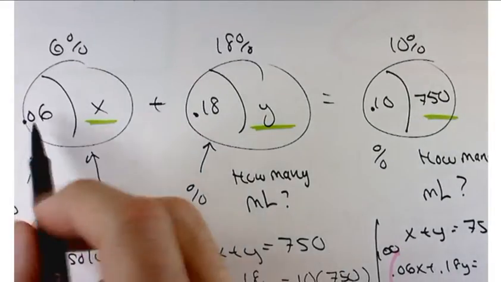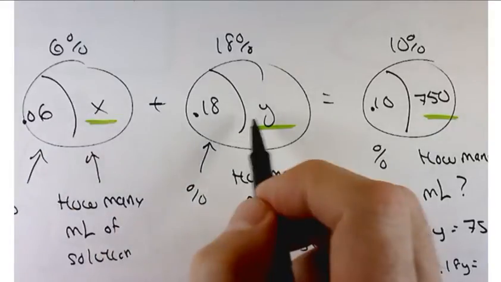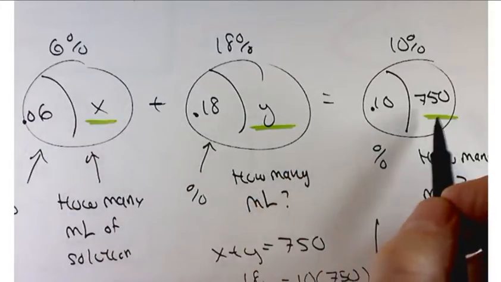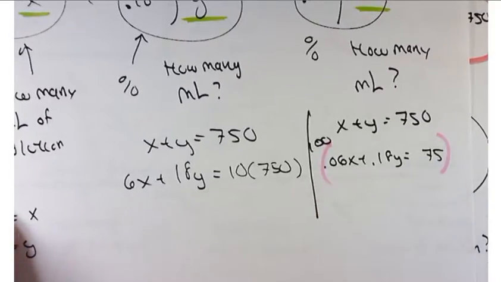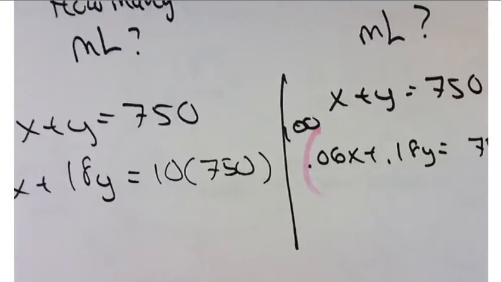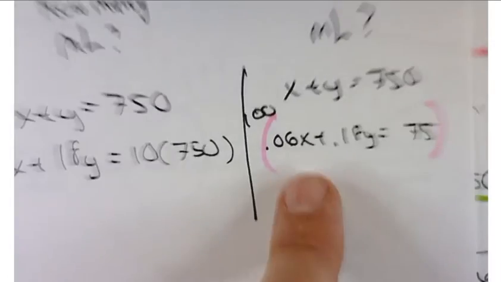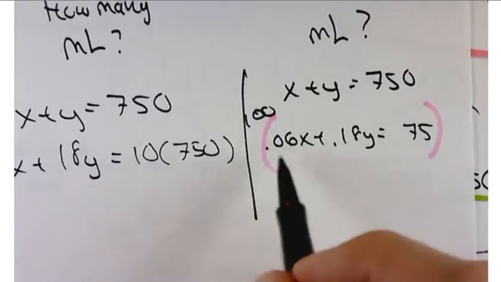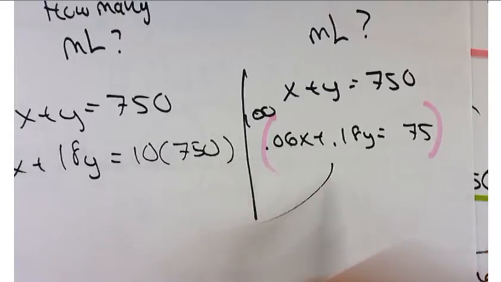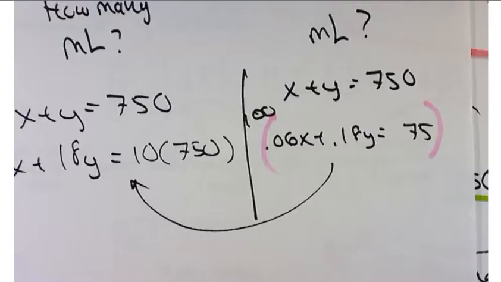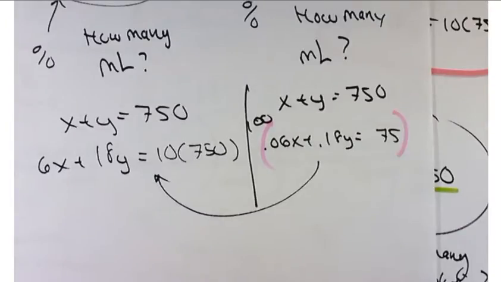If I do 0.06x plus 0.18y equals 0.10 times 75, then instead of this equation, I get this one. But if I was stuck with this equation, I'd probably multiply it by 100, right? And guess what? I'd be back over to where we were. So rather than put in the decimal and then take it out, I just leave it out.